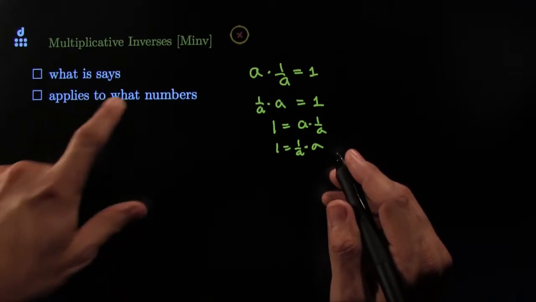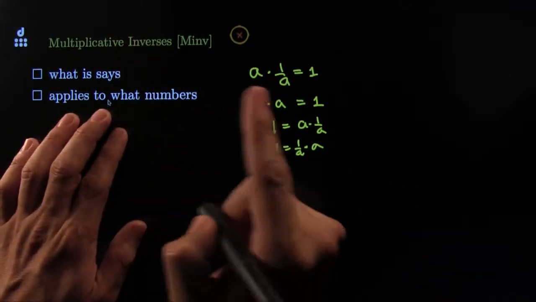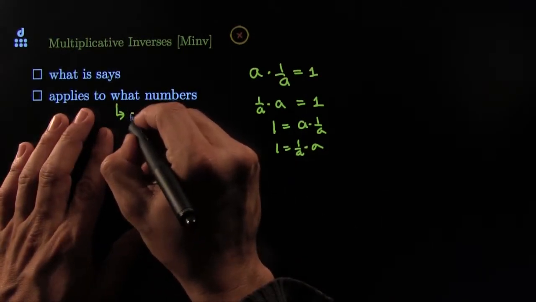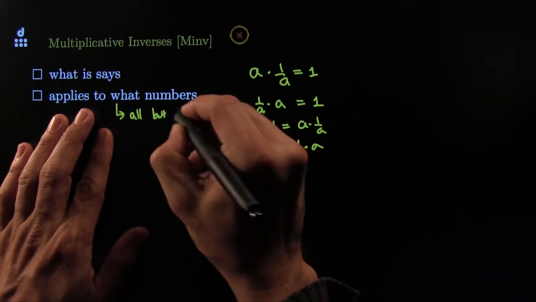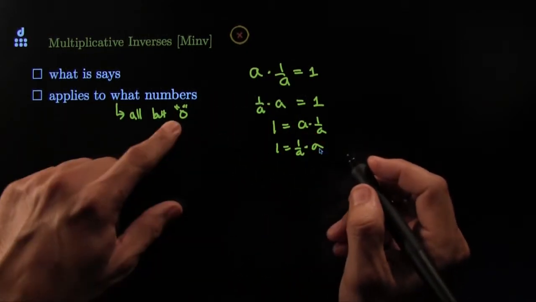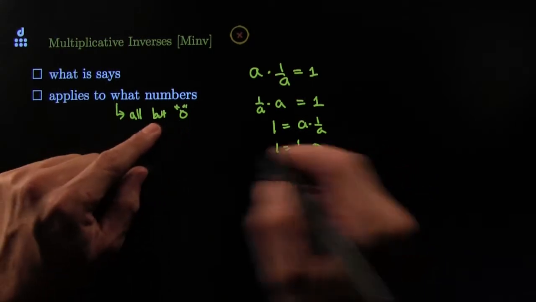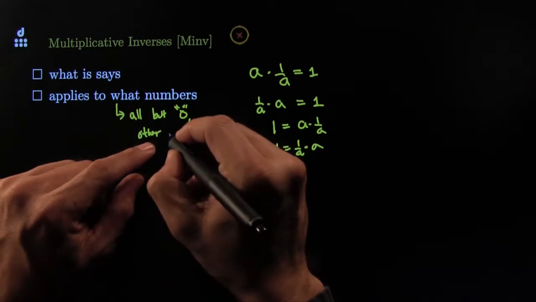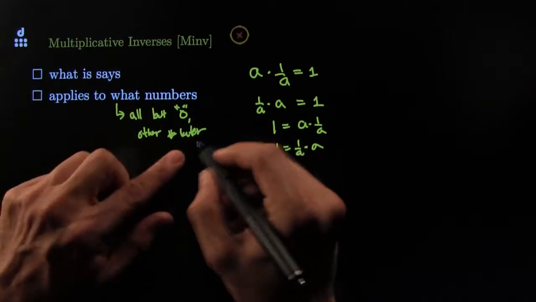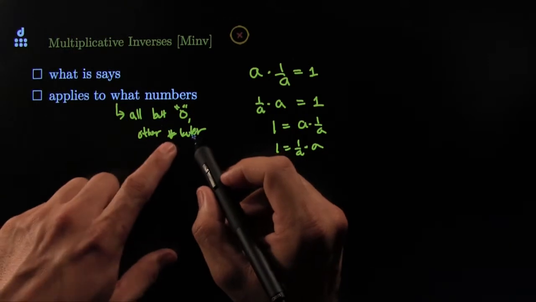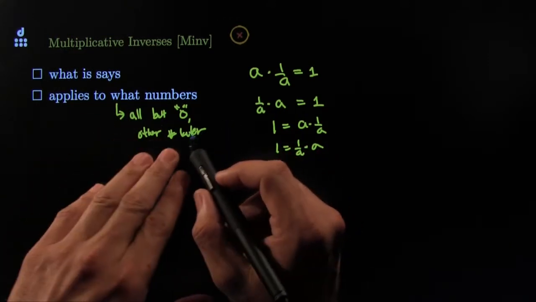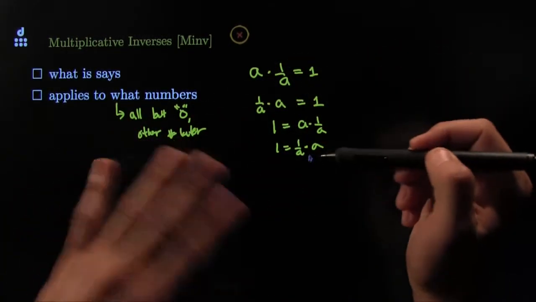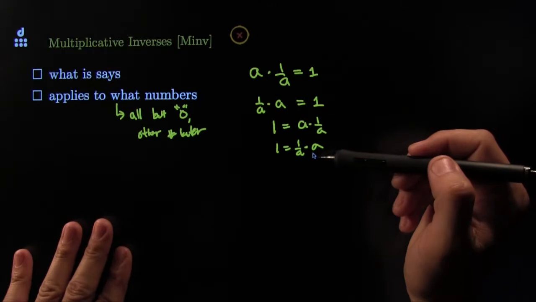Next question. What does it apply to? This one's different than all the other ones. Watch this, pay attention. This one applies to everything. 0, unfortunately, has no multiplicative inverse. More about that later. All but 0 and some other things. For now, we're probably not ready to talk about the other numbers. But for sure I could tell you that 0 is an exception, and that there might be other exceptions later.